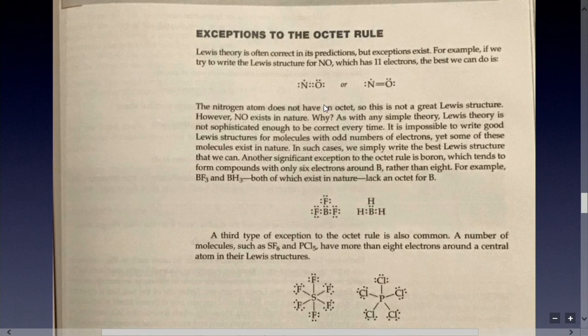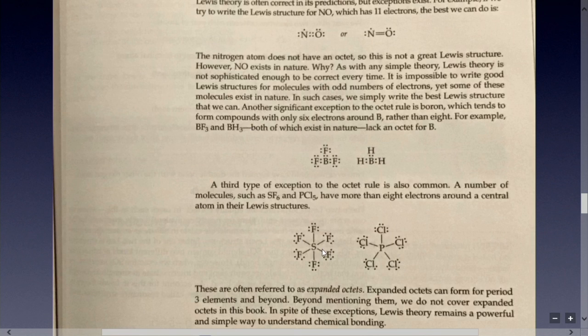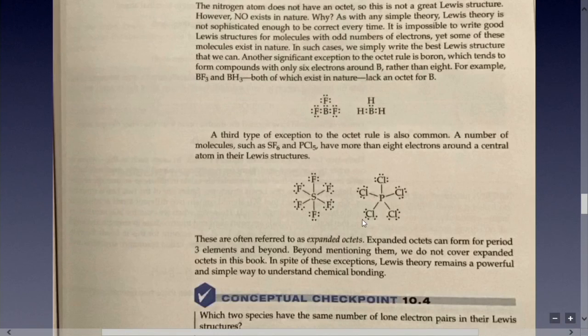And sulfur and phosphorus are 2 that can have more than 8. Sulfur and phosphorus can have more than 8. So you can see here you got 2, 4, 6, 8, 10, 12 electrons around sulfur. And here you got 2, 4, 6, 8, 10 electrons around phosphorus. And so sulfur hexafluoride and phosphorus pentachloride are molecules that have expanded octets, which is the technical term.